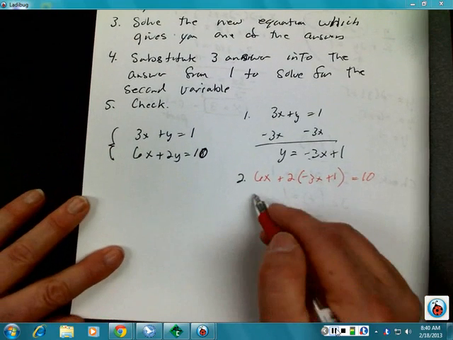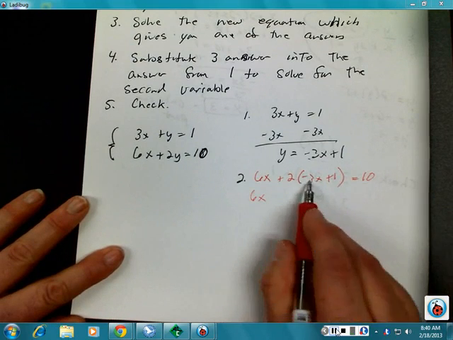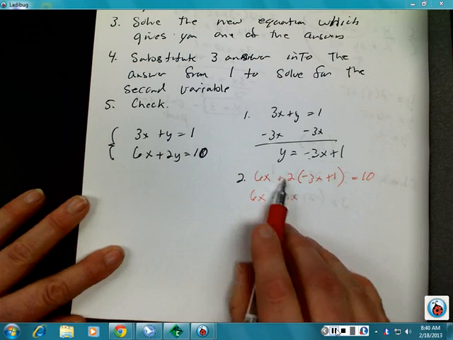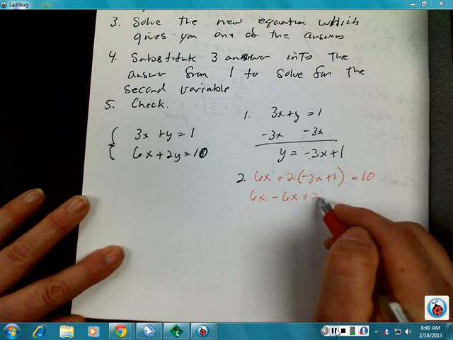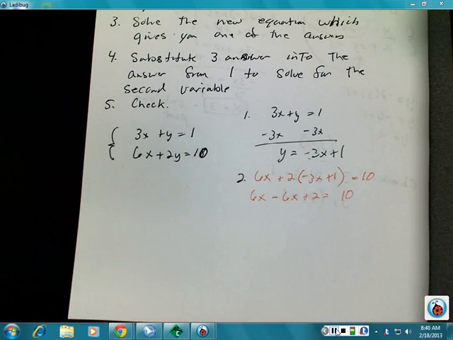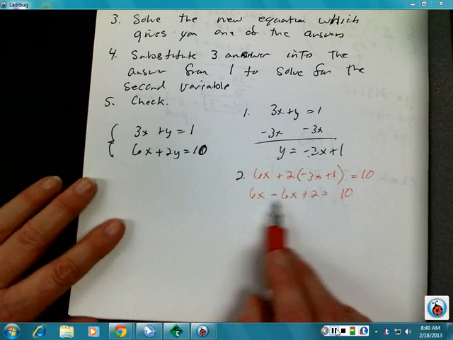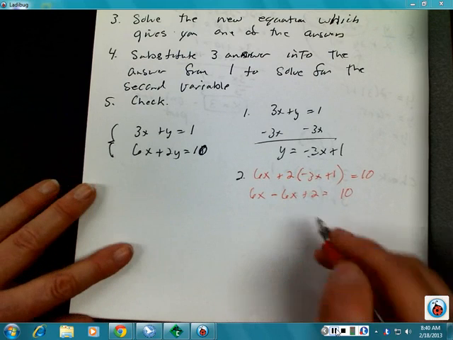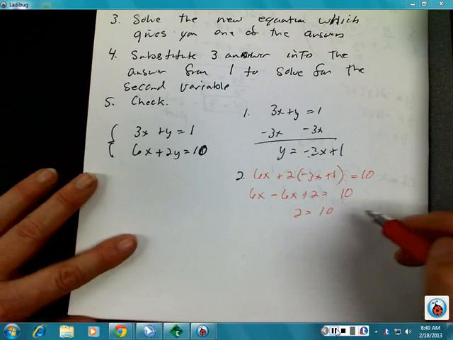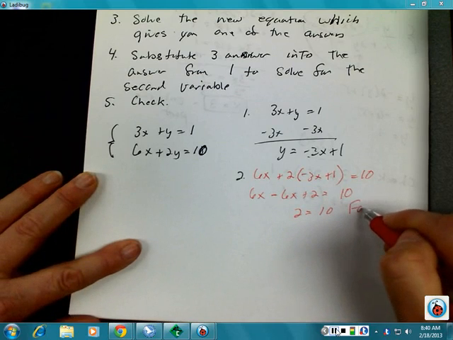So if I go through and solve it, I'm going to have 6x. 2 times a negative 3x is a negative 6x. 2 times 1 is a plus 2. And then that equals 10. Well, what happened? Well, if I take these, those guys go away, don't they? And I'm left with 2 equals 10. Is that true? Okay, this is false.